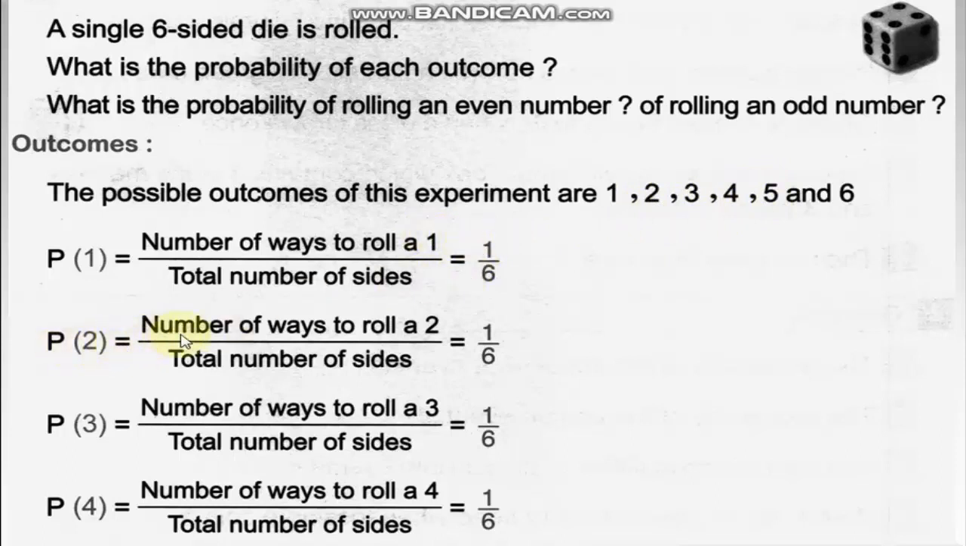The probability of getting number 2 equals the number of ways to roll a 2 over the total number of sides. We have only one number 2 and the total sides are 6, so it's 1 over 6. The probability of getting number 3 is the number of ways to roll a 3 over the total number of sides. We have only number 3 and the total sides are 6. It's 1 over 6. The probability of getting number 4 equals the number of ways to roll a 4 over the total number of sides. We have only number 4, and the total sides are 6. It's 1 over 6.